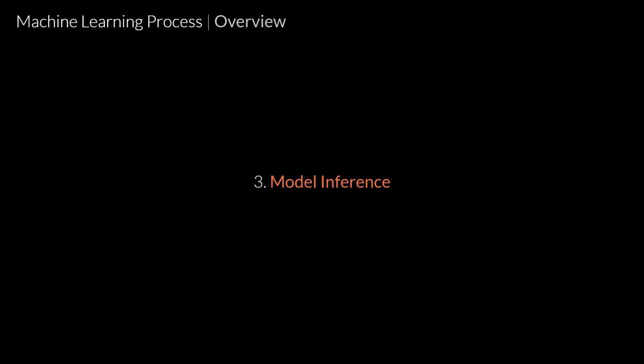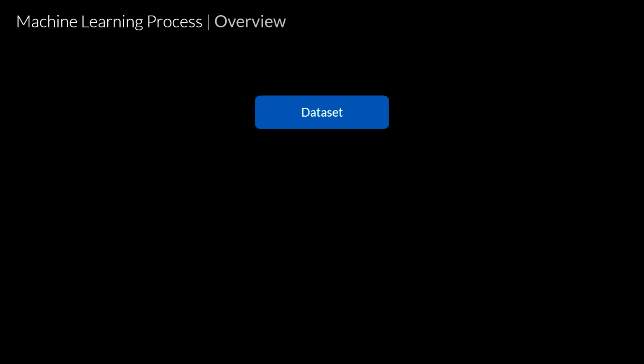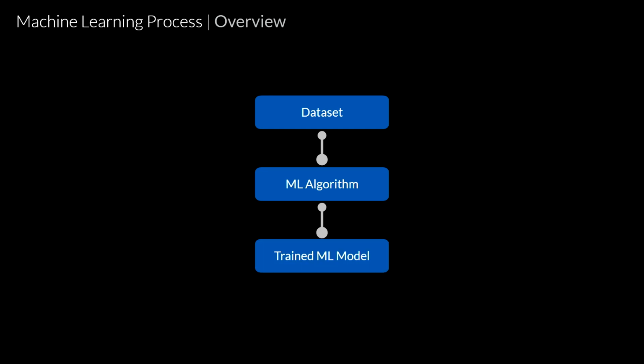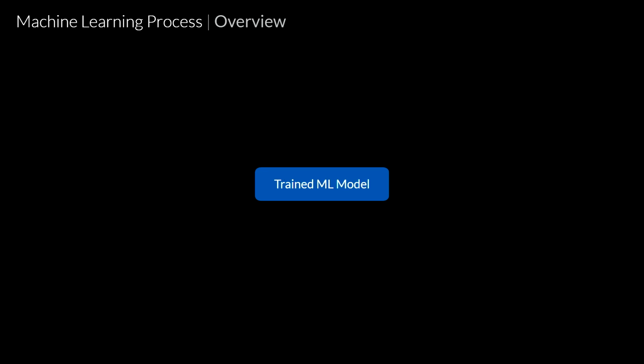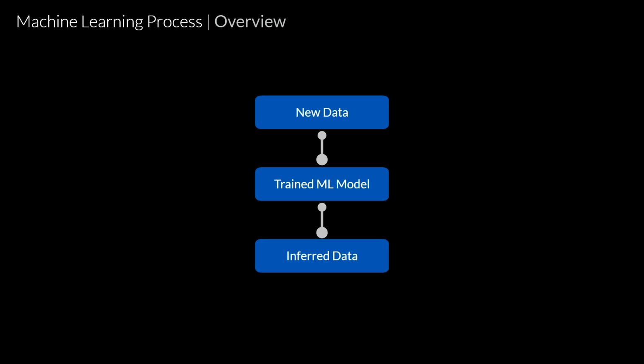Inference is the process of analyzing new, unseen data and making predictions based on what the model learned during its training process. So to put this all together, we first need data. We then take that data and give it to some sort of algorithm, which will then detect all the different patterns in the data set. This gives us a trained machine learning model. We can then take that model, give it new data, and then it will make predictions on that data. This is called inferred data.